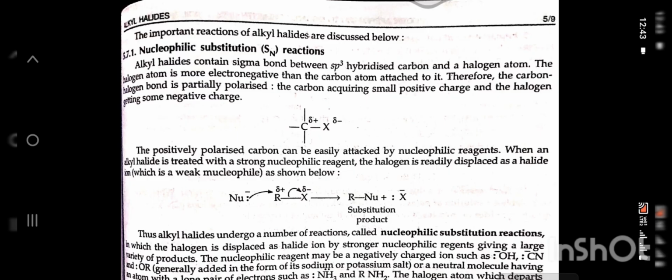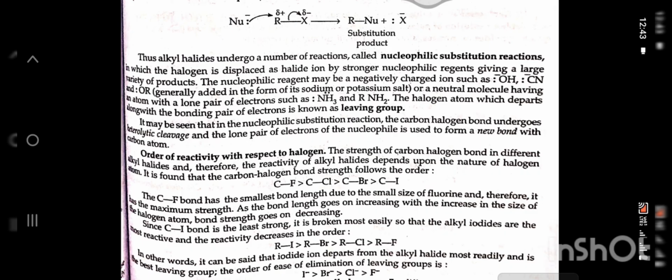When an alkyl halide is treated with a strong nucleophilic reagent, the halogen is readily displaced as a halide ion, as shown. Thus, alkyl halides undergo a number of reactions called nucleophilic substitution reactions, in which the halogen is displaced as halide ion by stronger nucleophilic reagents, giving a large variety of products.